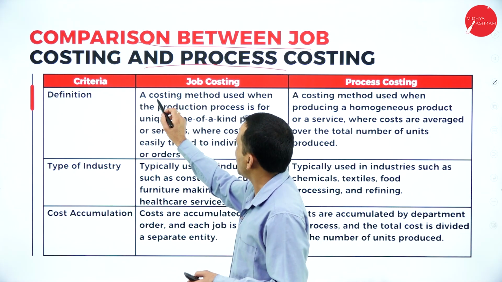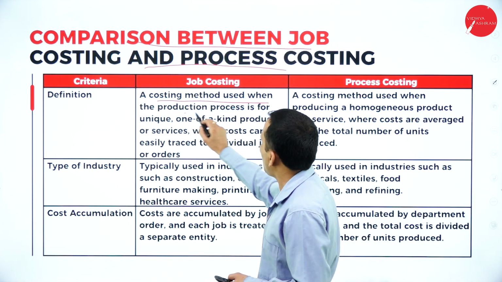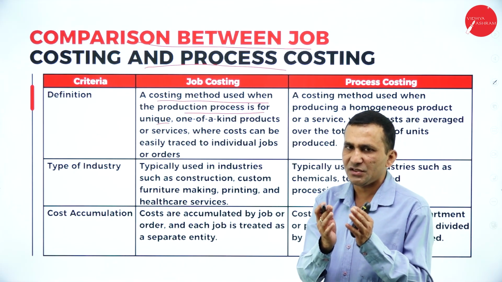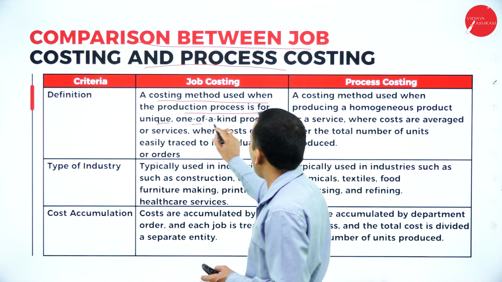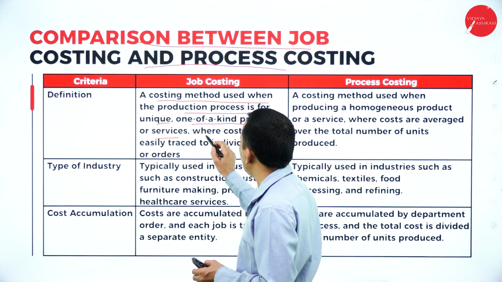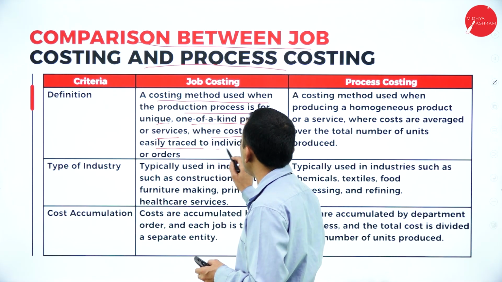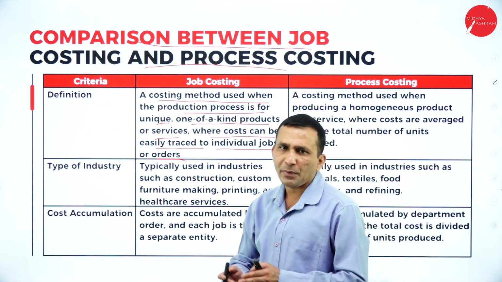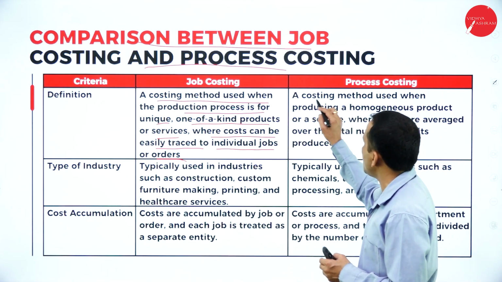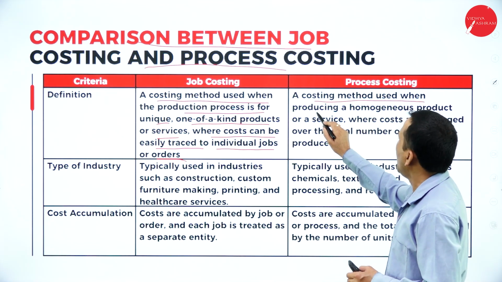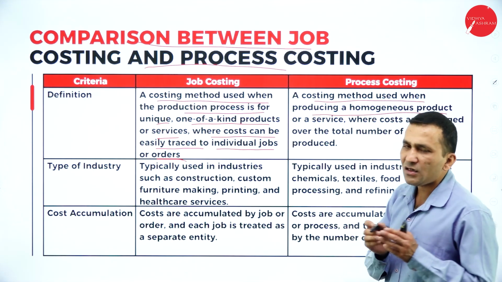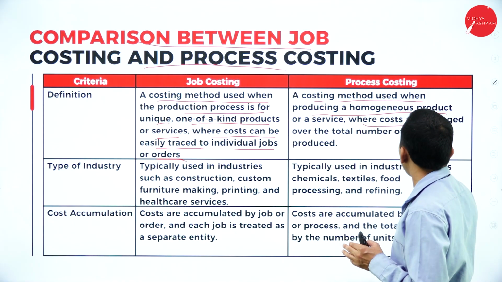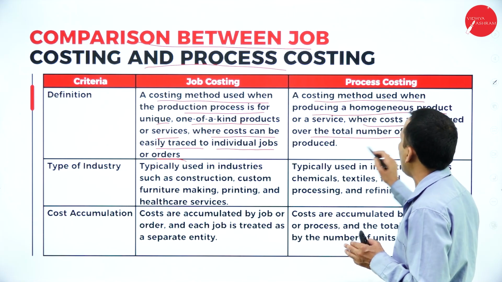So, job costing definition: the cost method used in the production process is unique, because only one specific product we are producing, which is nothing but the customized product. It is one of a kind product or service where the cost can be easily traced to individual job and order, because each job is unique, and that's why we are preparing a job costing. But process costing is the method used when they are producing a homogeneous product or service, similar, standardized product, where the cost is averaged over the total number of units produced.